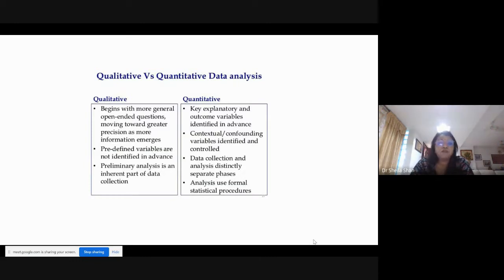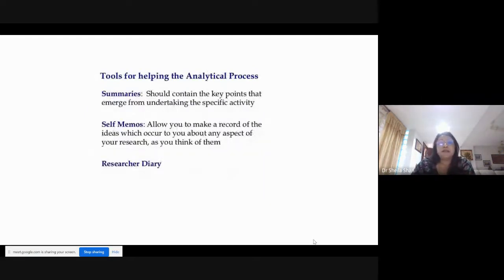And no predefined variables. Maybe you are going with an open mind. Preliminary analysis is so you have to analyze the thing part by part. No formal way. But we have some tools to help you lah, to analyze the data. They have some software. NVivo is a software which will help you to organize. They don't analyze for you, help you to organize your data, right?